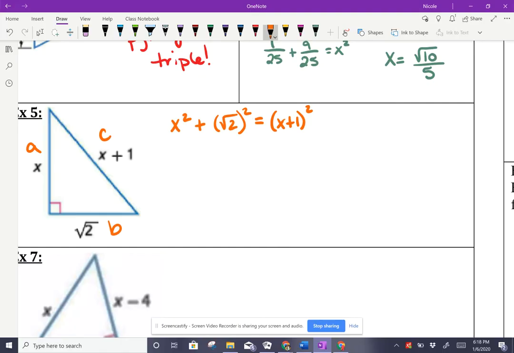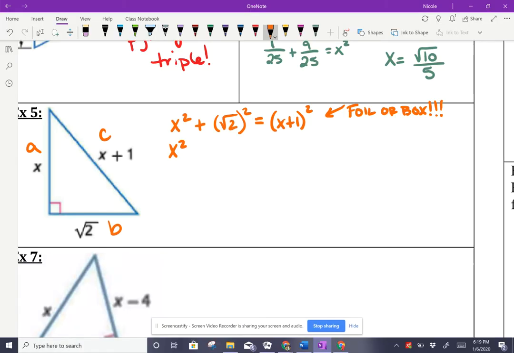That does not mean I distribute the square in. That means you either need to FOIL or box method. Please do not forget that. Do not just distribute the square in. That's not how that works. So we're going to go through.